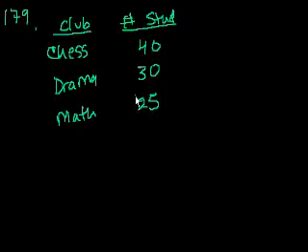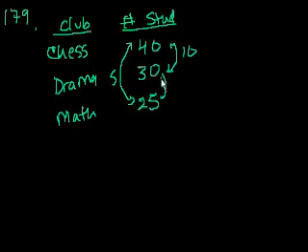The table above shows the number of students in 3 clubs at McAuliffe School. Although no student is in all 3 clubs, 10 students are in both chess and drama. I feel a Venn diagram coming on. 5 students are in both chess and math. And 6 students are in both drama and math. How many different students are there in the 3 clubs? Yeah, I think we need to do a Venn diagram.